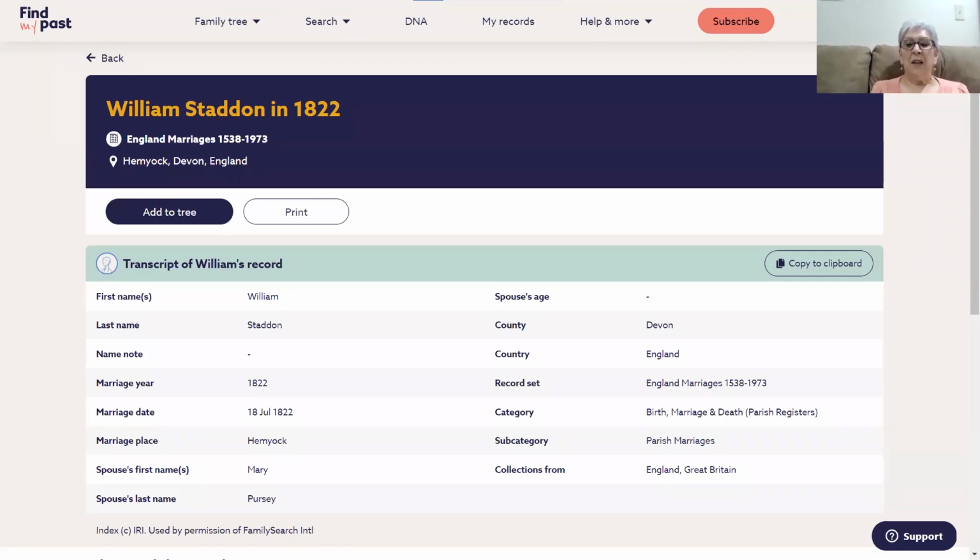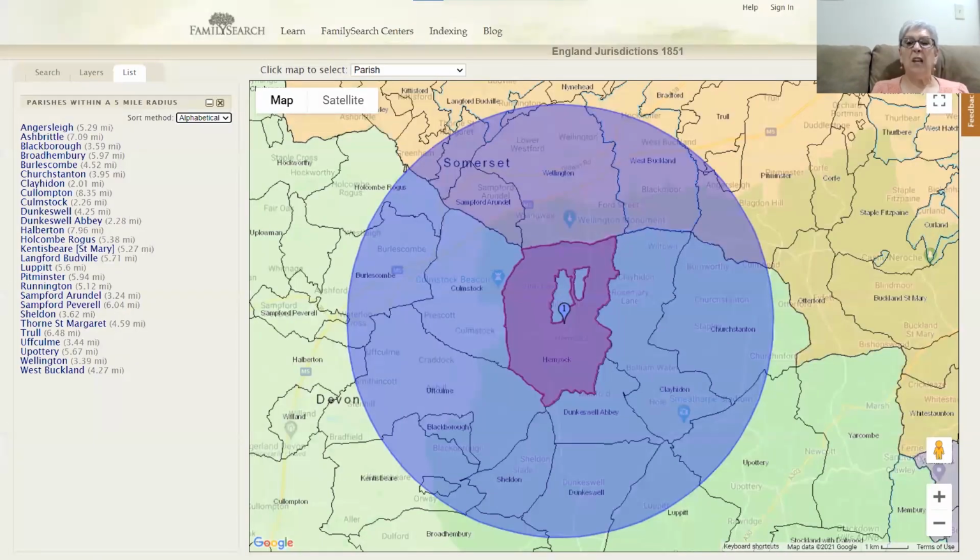Now that made me wonder. I thought, oh my goodness, maybe Mary Cottle didn't get married at all. Hemyock, I wanted to plug this in again to the maps. I want to show you how I use all these different resources to build the case. It's important to do that. Maps, censuses, marriage records, the GRO, how to build a case.